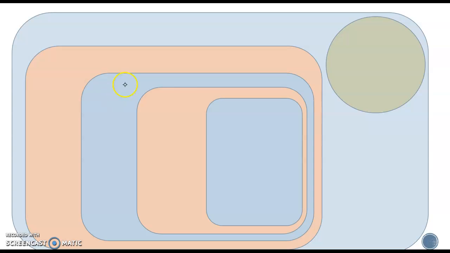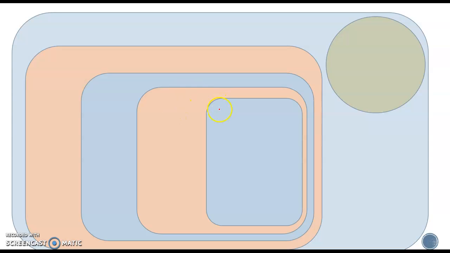So just if you remember how a Venn diagram works, what overlaps is the same. So in this case, I've got rectangles within rectangles, right? Those rectangles, everything within the smaller rectangle is part of each of the bigger rectangles.